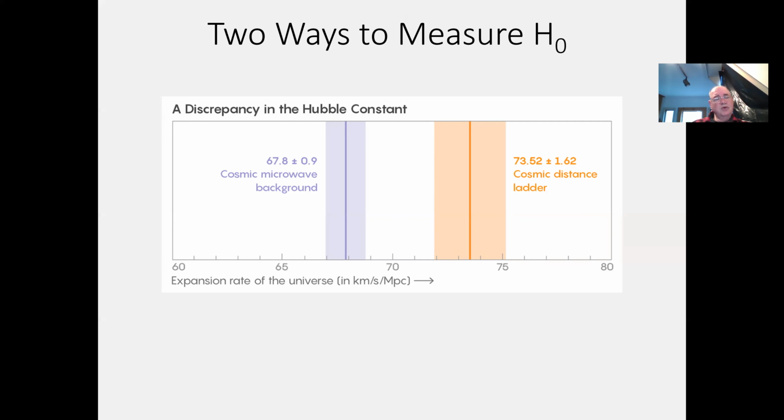That's the result that you get. You get 67.8 plus or minus 0.9 kilometers per second per megaparsec. The error bars don't even overlap. They used to. They stopped overlapping over the last 10 years or so. This is a problem. What this means is the two sets of teams, and there are many, many teams on both sides, have such confidence in their number that they don't recognize the validity of the other number. It's not even within the margin of error.